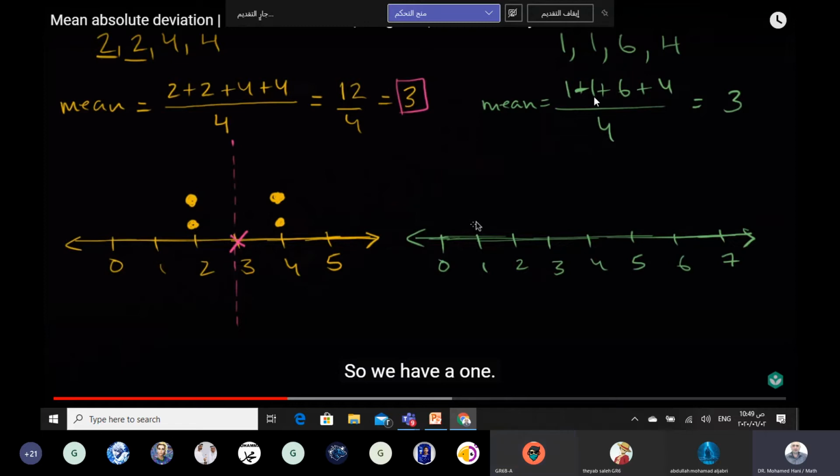Now you can calculate. 1 plus 1 will be 2. 2 plus 6 will be 8. 8 plus 4 will be 12. 12 divided by 4 will be what? Will be 3. Okay? This is from competition.